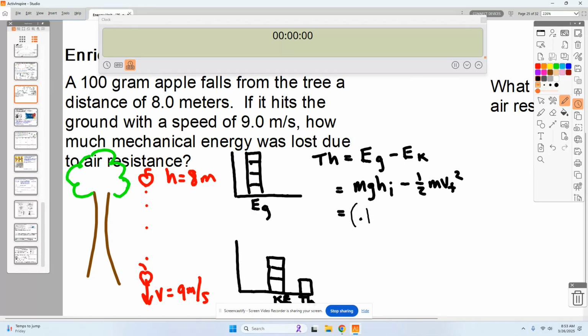That's 0.1 kilograms. I'm going to drop the units because of lack of space to be able to write everything up here. So 0.1 kilograms, 9.8 meters per second squared for the acceleration, and the height was 8 meters. Just subtract from that 1/2 of 0.1. The velocity is 9 meters per second. We're going to square that, and then we can go ahead and just multiply those numbers out. So 0.1 times 9.8 times 8, that's 7.84 joules.